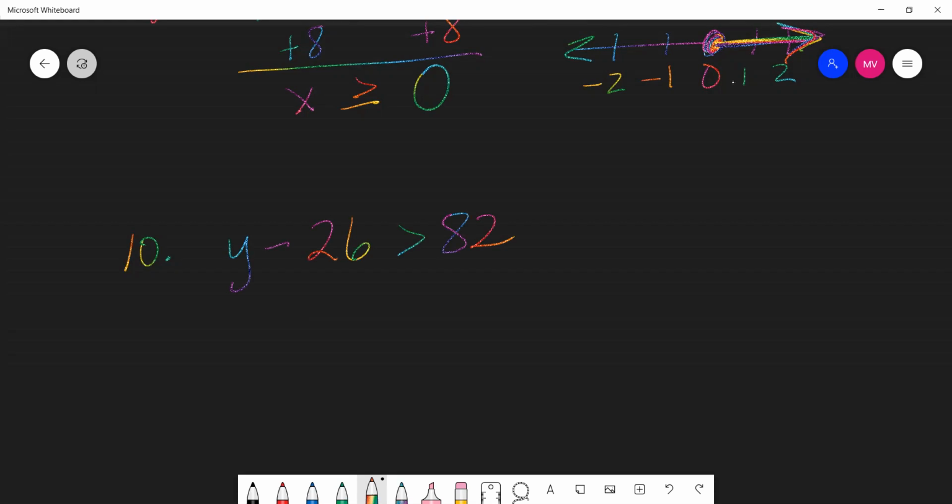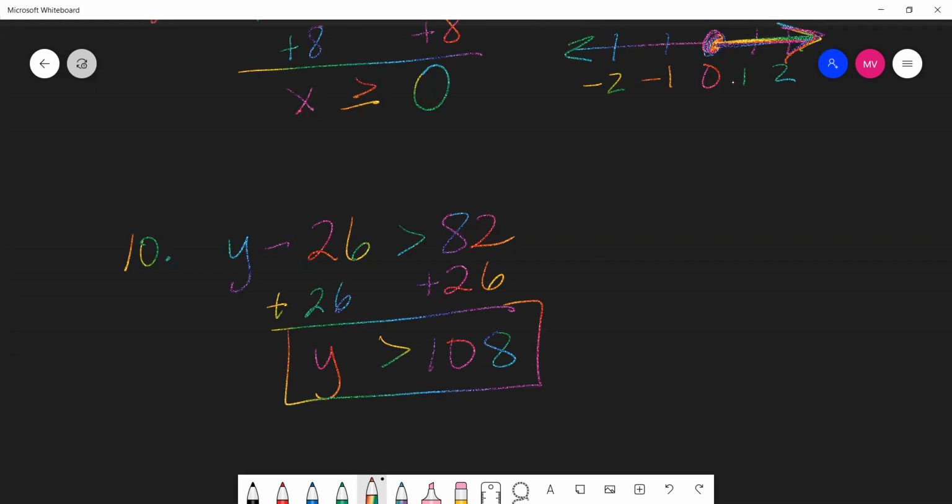Well, you have to get rid of the minus 26. Exactly. Inverse operation, yes. So we're currently subtracting 26 from y, so we have to add it to undo it. And so we're left with y is greater than 108. So your solution is that y can be any number as long as it's greater than 108. That's what this says. All right.